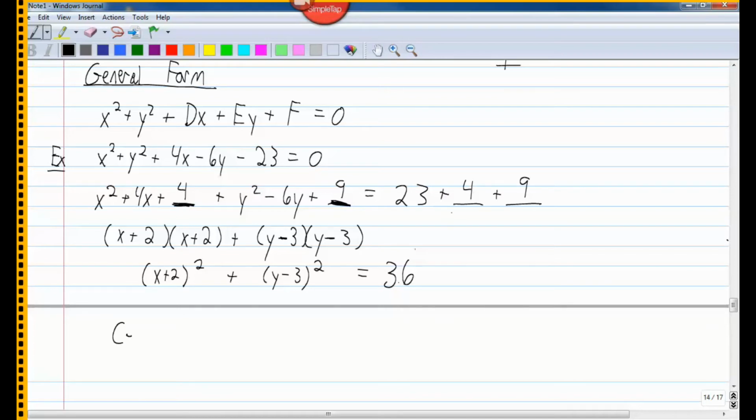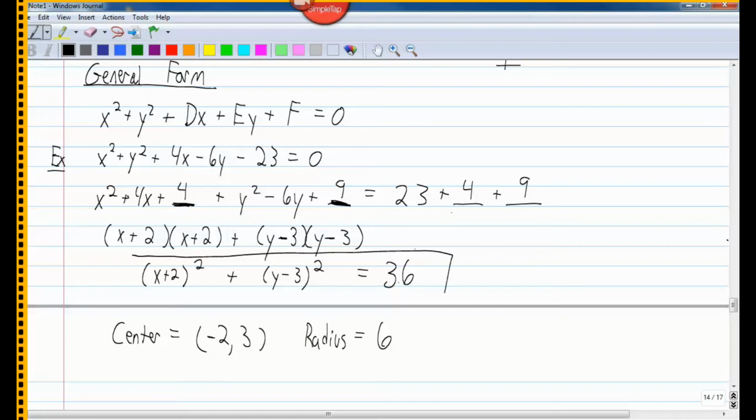So what is the center of this circle? That's going to be the point -2, +3. And what's the radius of this circle? The square root of 36, which is 6. So if you're just asked to put it in standard form, you can stop right there. But the best thing about standard form is you can figure out the center and the radius really fast.